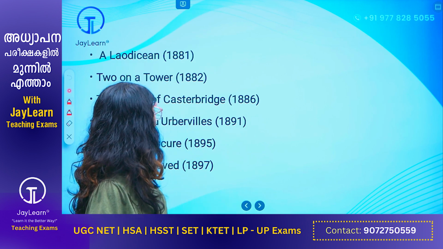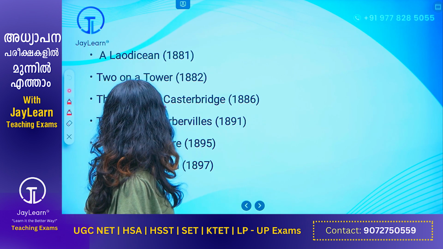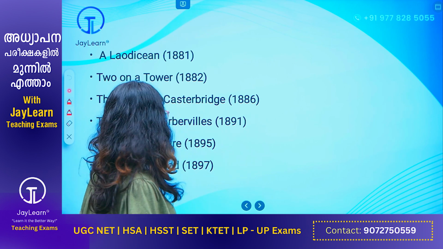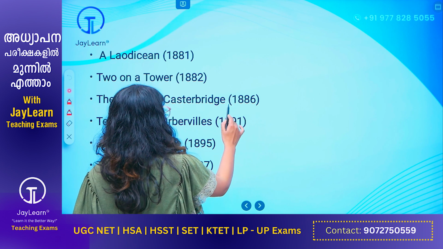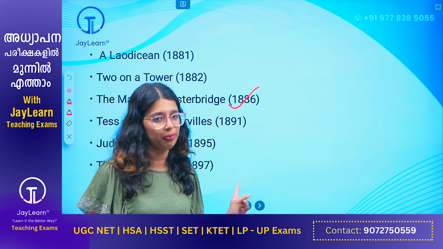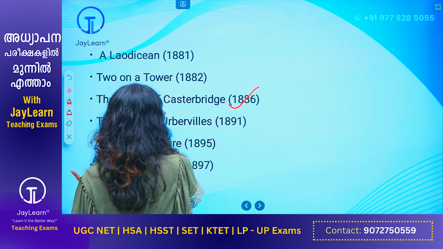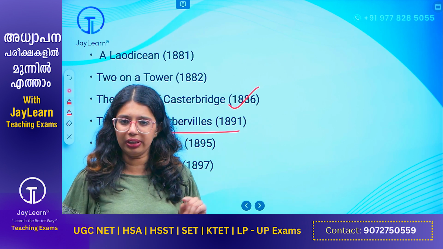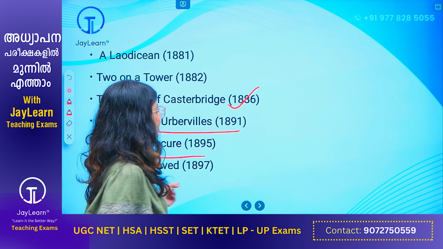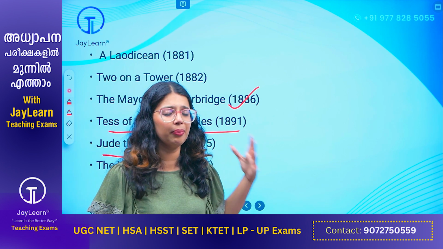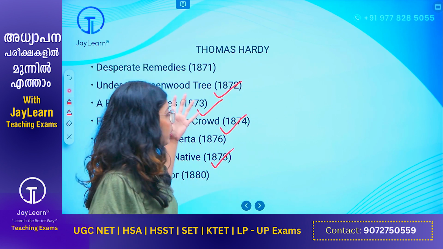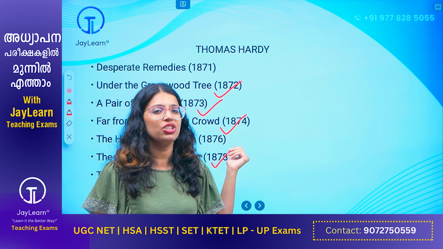Then we have A Laodicean, 1881. Then Two on a Tower, 1882. The Mayor of Casterbridge, 1886, a very important work. Then Tess of the D'Urbervilles, 1891, very important. The year of publication is also very important. Tess of the D'Urbervilles, 1891. Jude the Obscure is also important, 1895. Then The Well-Beloved, 1897. You have to remember these are all important works by Thomas Hardy. In that, I have also mentioned the most important works of Thomas Hardy.